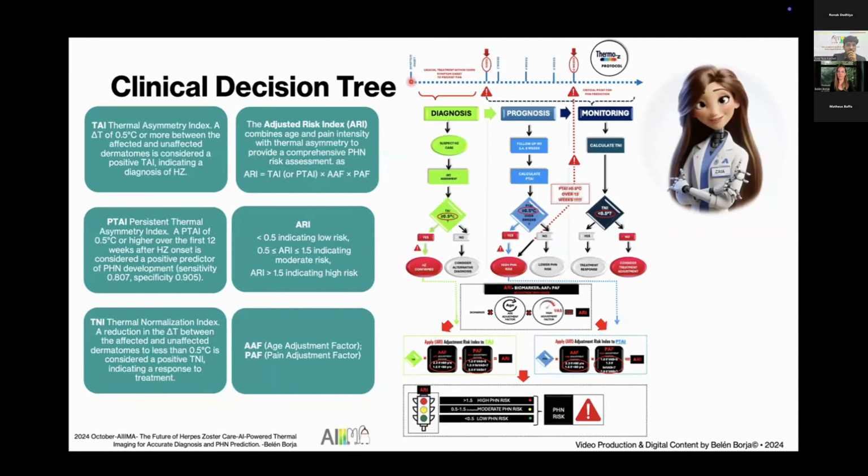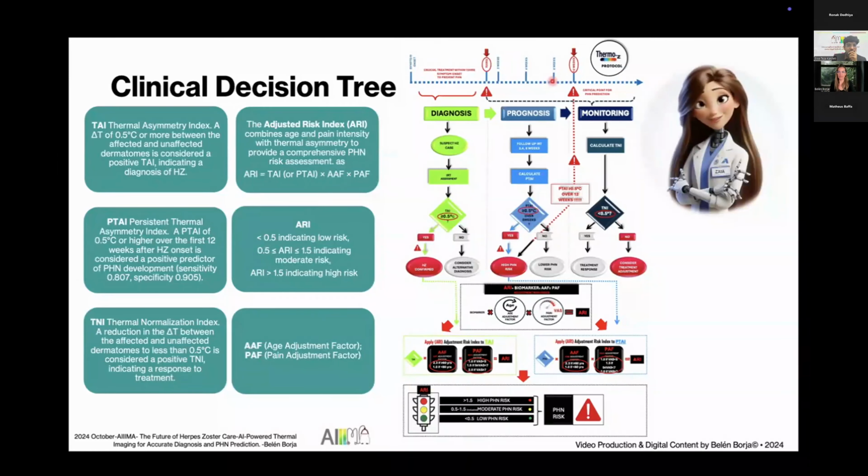Let's start at symptom onset. Within 72 hours, we calculate the Thermal Asymmetry Index, or TAI. If TAI is 0.5 degrees Celsius or higher, woohoo! HZ confirmed. If TAI is low, don't worry. We'll do follow-ups at 2, 4, and 8 weeks, following our timeline to the right.